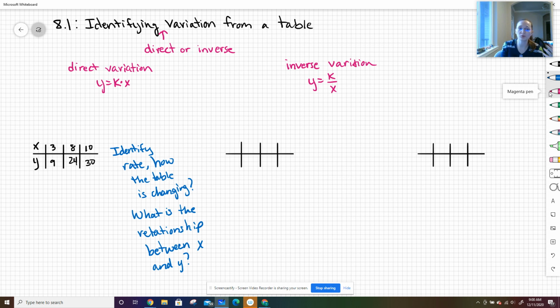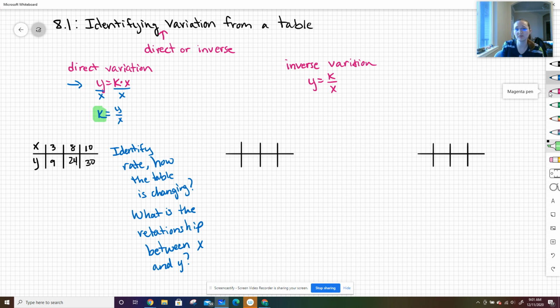So when we want to talk about rate and the relationship between x and y, if I'm looking at my direct variation equation, I need to get x and y together because I need to know what the relationship is between x and y. So I'm going to divide by x so that x moves over to be with y. Now I have k equals y divided by x. In this case, the relationship is that y is divided by x, and it is giving me my constant k.